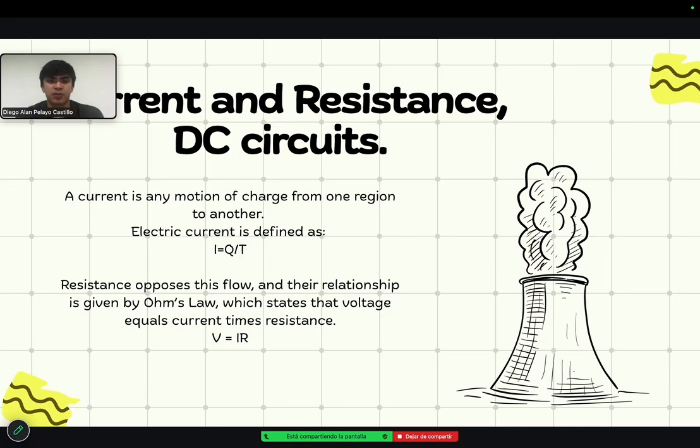through a conductor. If the resistance increases, the current decreases because the material makes it harder for the charges to flow. And this relationship is described by Ohm's law, as already mentioned, which states that the voltage equals the current times resistance.